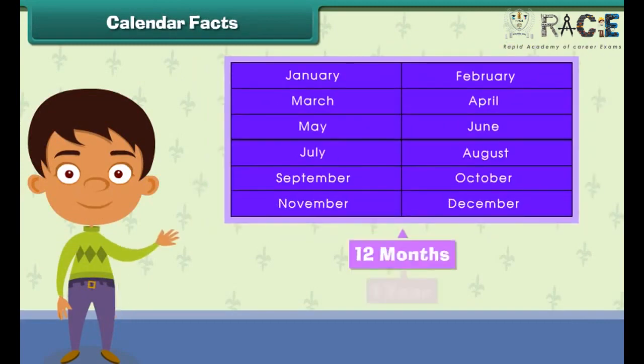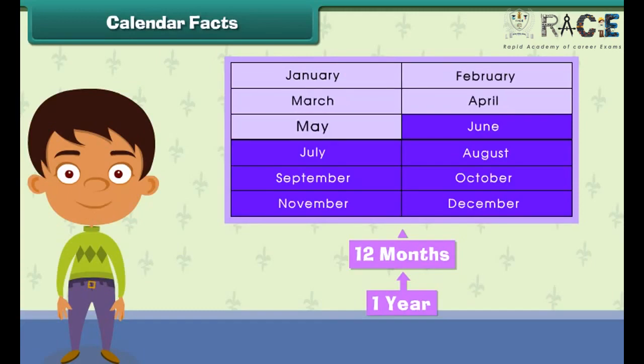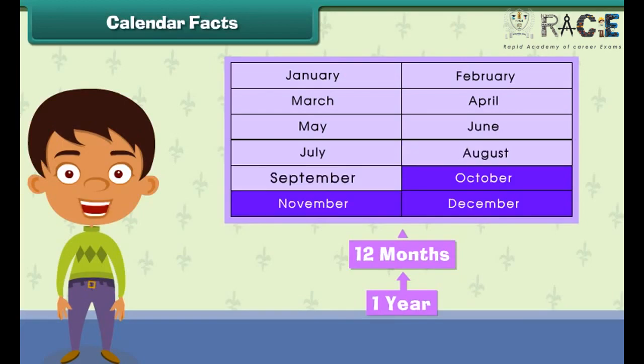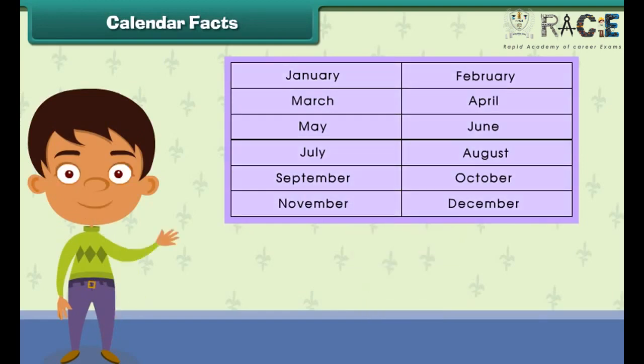Calendar facts. There are 12 months in a year. Months are January, February, March, April, May, June, July, August, September, October, November, and December. When all the days are counted in a year, it sums up to be 365 days.